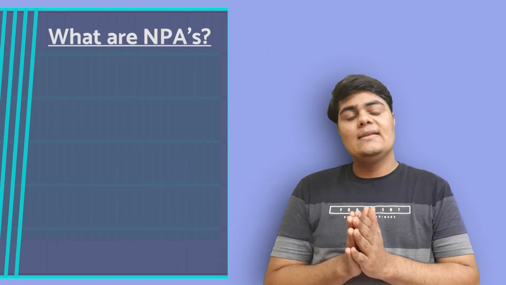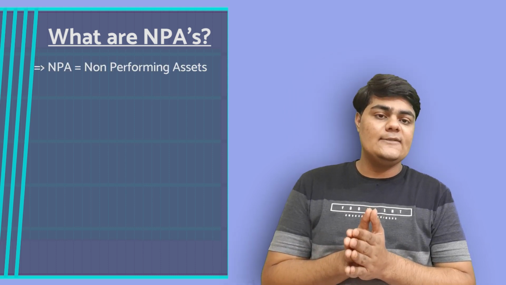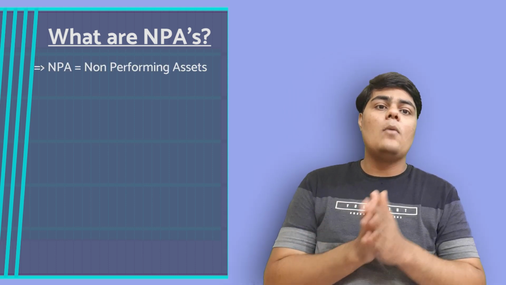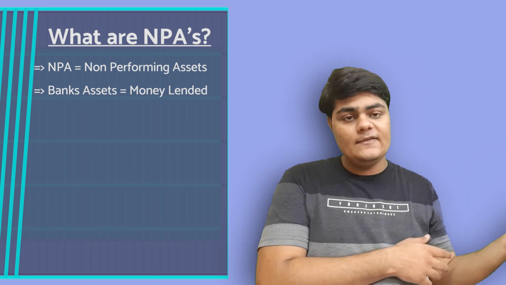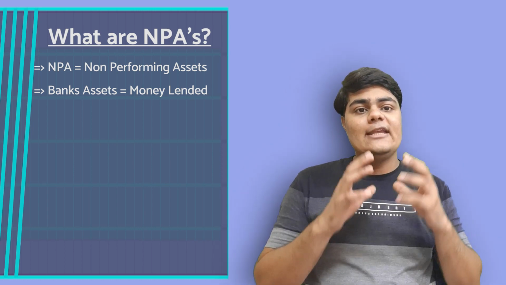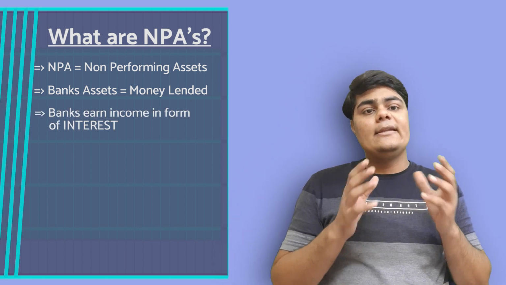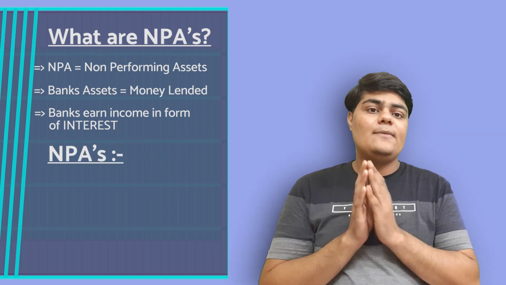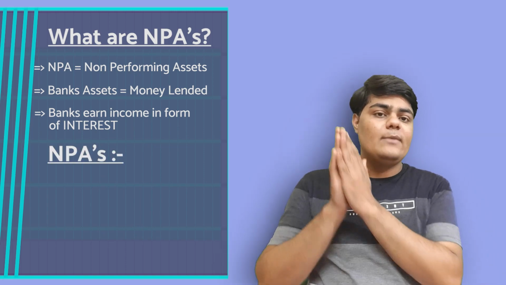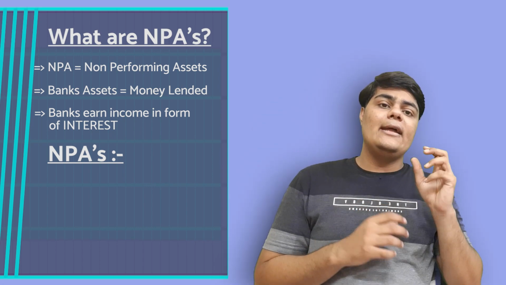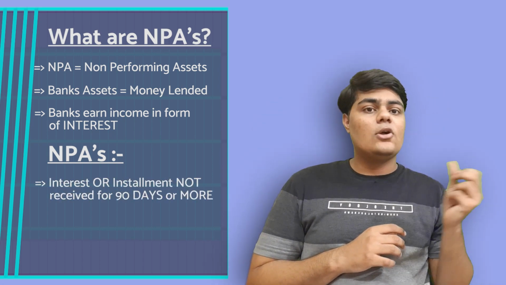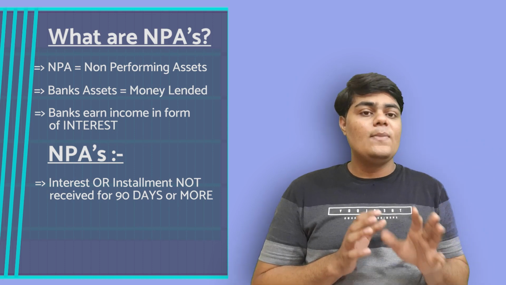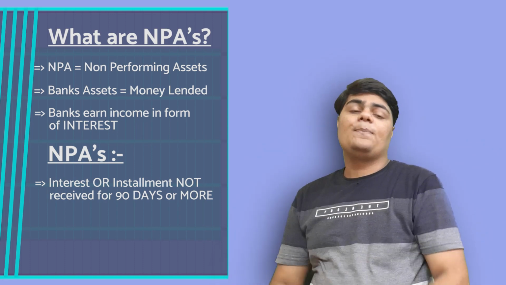Before getting into the video, let's talk about NPAs. NPA stands for non-performing assets. Every bank has assets in the form of loans and advances that it gives, and on them it receives interest, and this interest forms the income or the profit of banks. NPAs are those assets which have become bad because the interest or the installment due is not received for more than 90 days on those particular assets.